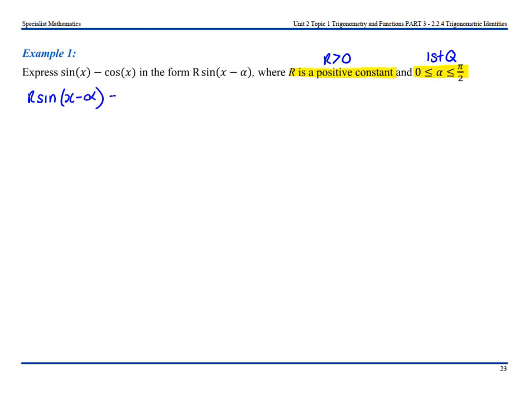So we are going to go to our formula sheets and look at our sum and difference formulas. Okay, so what we're going to do is rewrite this sine of (x minus alpha). And on your formula sheet, you'll see that that is equal to sine of x cos of alpha minus cos of x sine of alpha. The next step was to bring that r in, so expand your brackets.